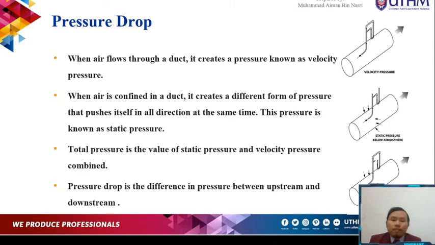Pressure drop. When air flows through a duct, it creates a pressure known as velocity pressure. When air is confined in the duct, it creates a different form of pressure that pushes itself in all directions at the same time. This pressure is known as static pressure. The total pressure is the value of static pressure and velocity pressure combined. Pressure drop is the difference in pressure between upstream and downstream.